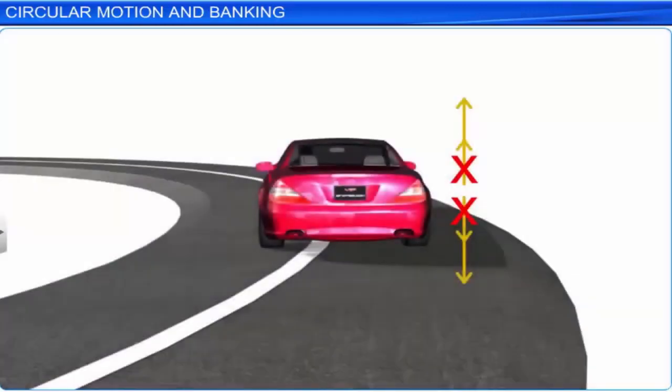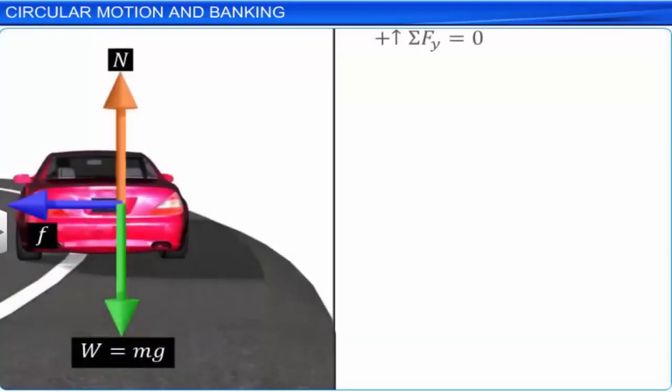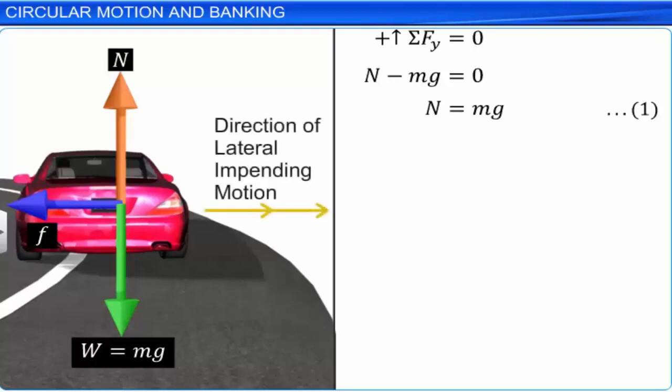As there is no motion in the vertical direction, the net force in the vertical direction is 0. We can say that normal reaction is equal to the weight of the car, mg. Let us call this equation 1. The static frictional force between the tires and the surface of the road opposes the impending motion of the car in the lateral direction away from the center of the circle.